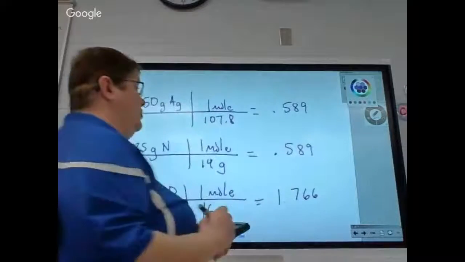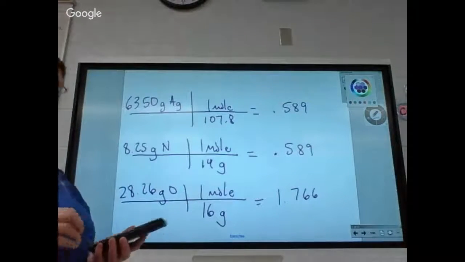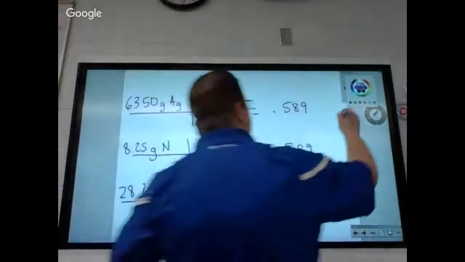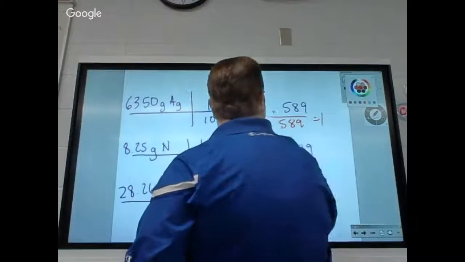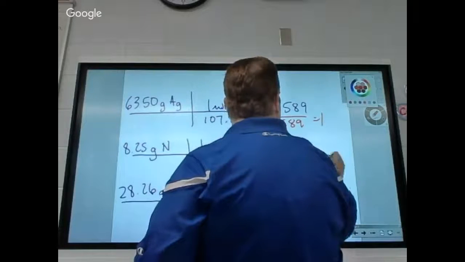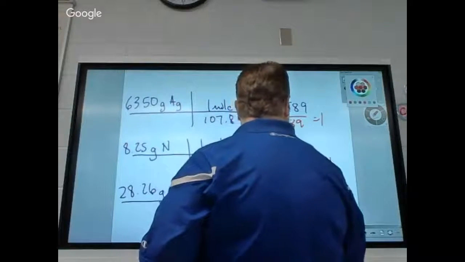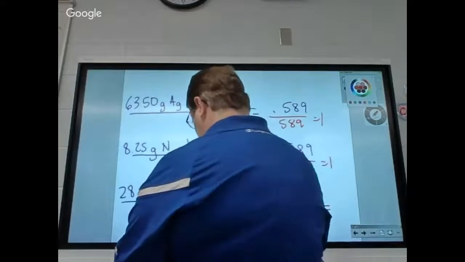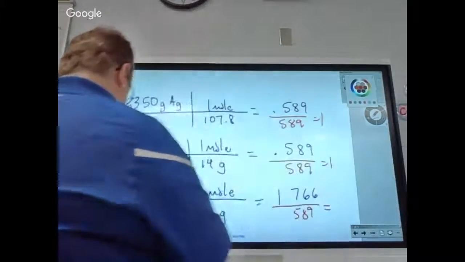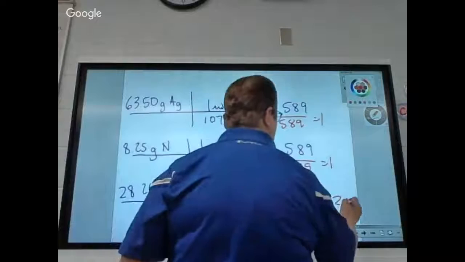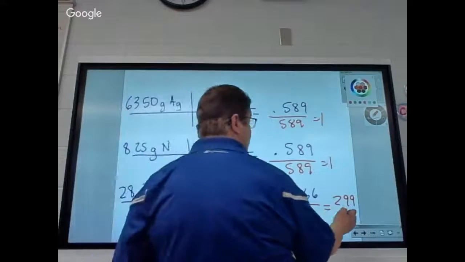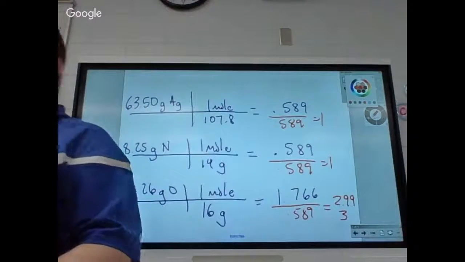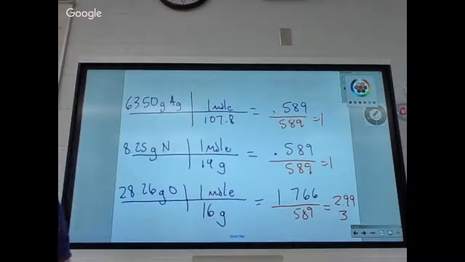All right, do you have moles that look anything like what I have? Okay, so we're dividing by the smallest. So 0.589 is 1, 0.589 is 1, 0.589, 1.766 divided by 0.589 is, I got 2.99 when I divide. What's 2.99? 3. Shh, y'all stop yelling across the room. 2.99 is 3. Okay, what'd you get when you divided?